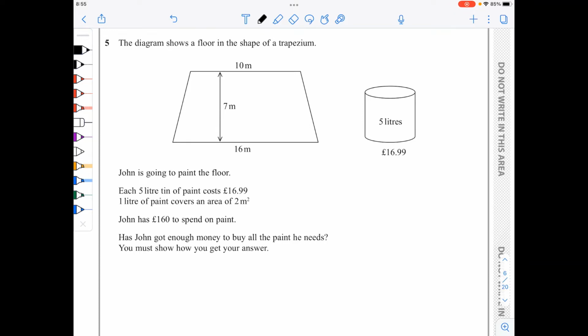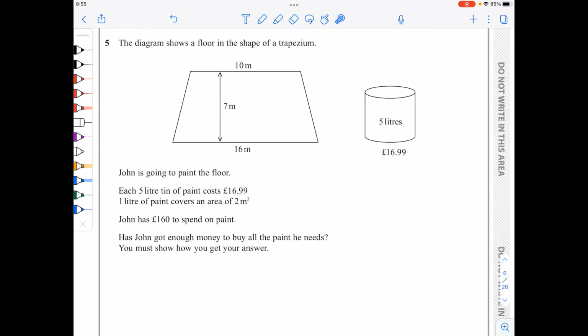Question 5, we've got the diagram showing a floor in the shape of a trapezium. Base 1 is 10, base 2 is 16, the height is 7. Now we're going to paint the floor. We've got each 5-liter tin of paint costing $16.99 with a liter covering an area of 2 square meters. Now John has 160 pounds to spend on paint, and the question is whether we've got enough money to buy all the paint we need.